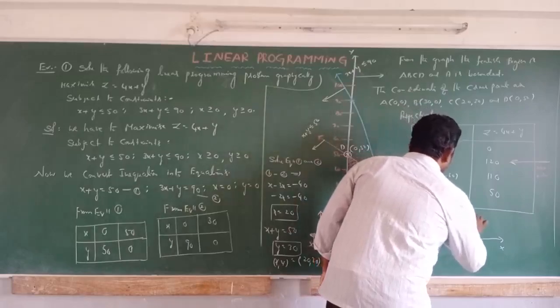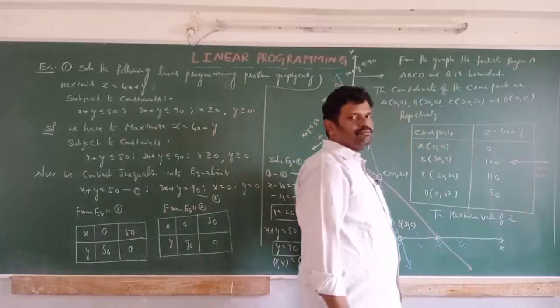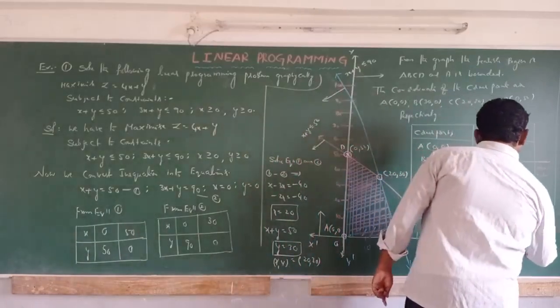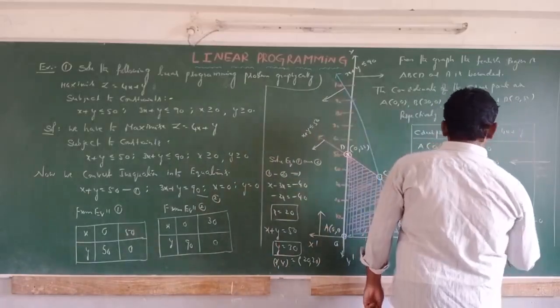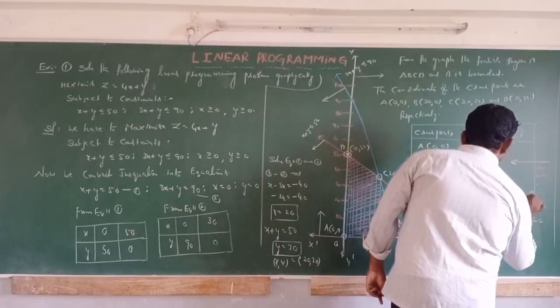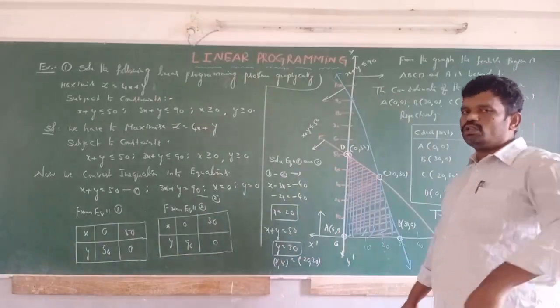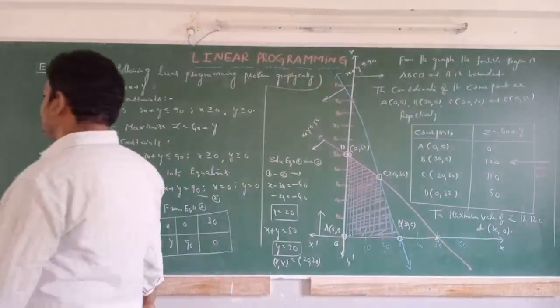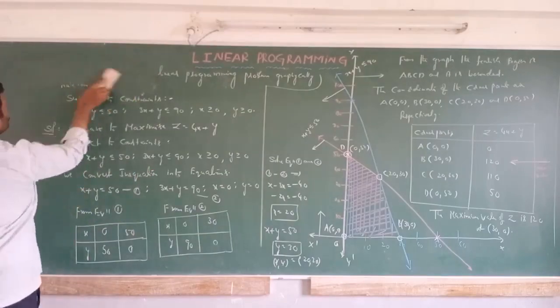So the conclusion: the maximum value of z is 120 at the point 30, 0. This is the model problem, and it is important for a 6 marks question. Sometimes the mathematical formulation is given directly, or sometimes a theoretical question is given, then we convert it into mathematical formulation to simplify the given question.